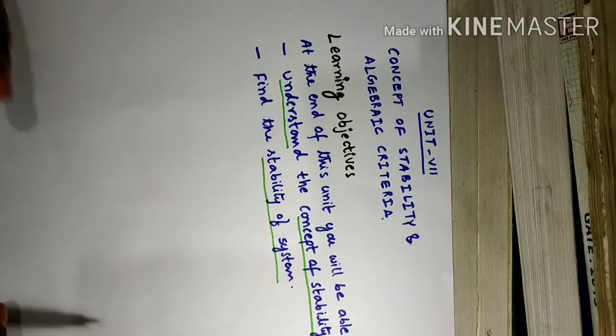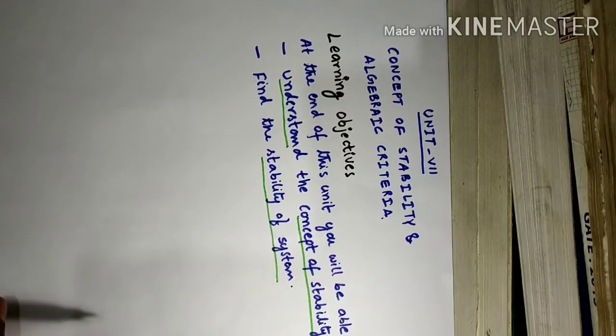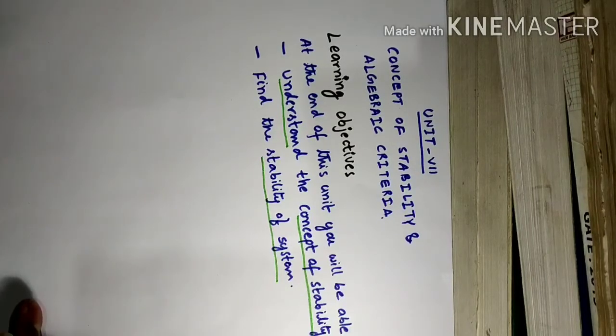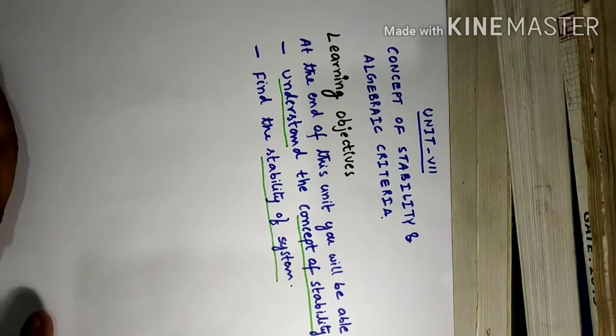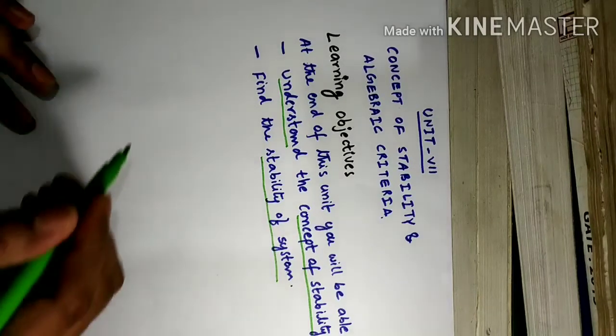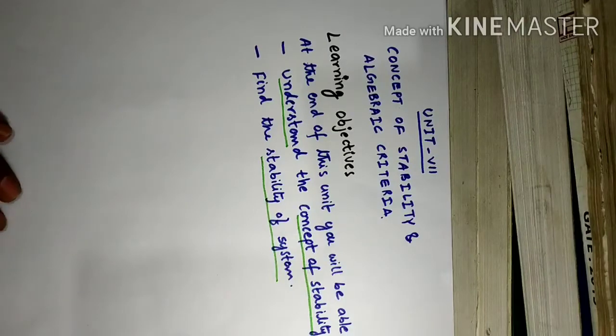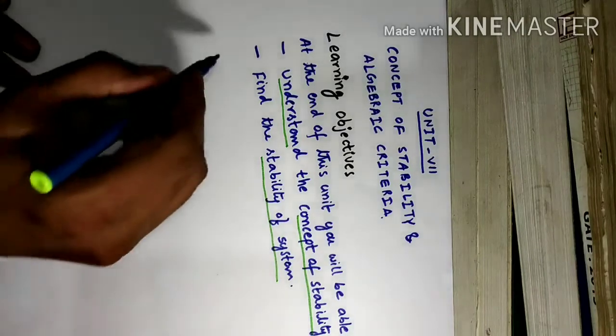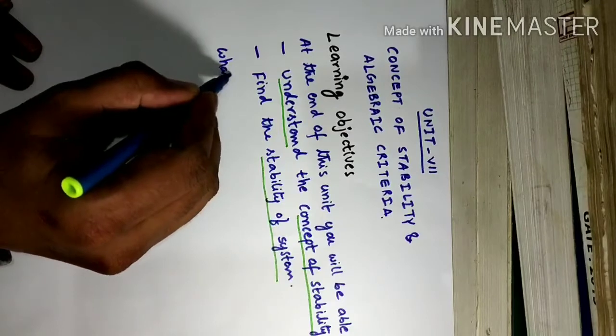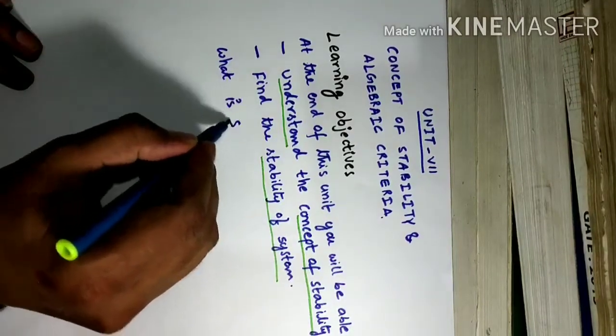After you design any system, we must know the stability of the system. If a system becomes unstable, it will be thrown out. It will not be useful if a system is not stable. Okay, so now we see what is stability.